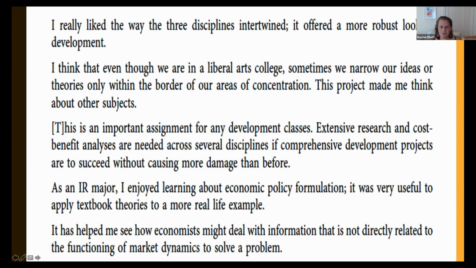These are just some responses from qualitative responses that we received. And again, I think the importance of looking at a problem from various perspectives, in this case, the 3 disciplines, was pretty universally responded to favorably by the students.